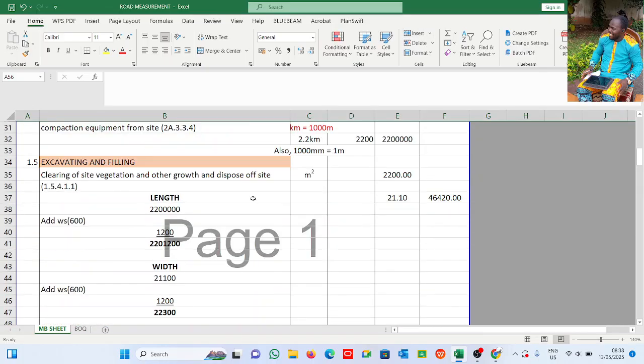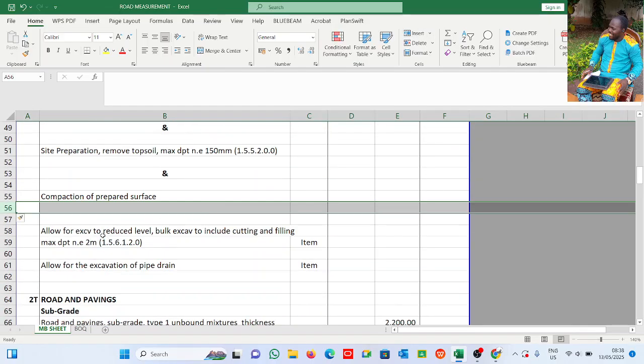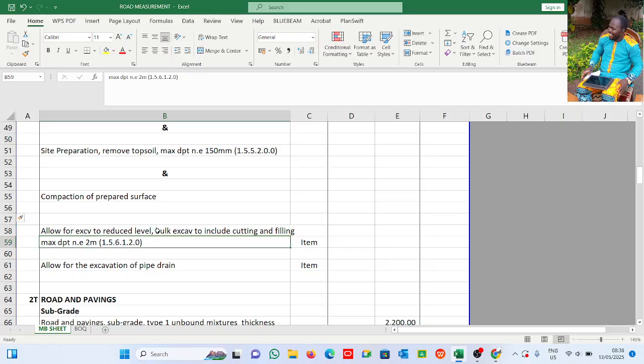That is under excavating and filling. Then also, we were not given a drawing for bulk excavation, cutting and filling as the case may be. But I'll make another video separately on that, because you might also have that in your exam. Now, excavation to reduce level, including cutting and filling. We only allow because we don't know. You don't want to leave it blank, so allow for it, you don't want to apply a sum for it in your BOQ. Allow for cutting to reduce level not exceeding 2 meter, following the BOQ specification.